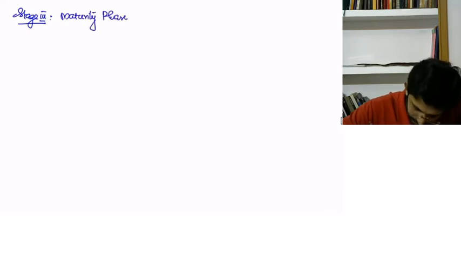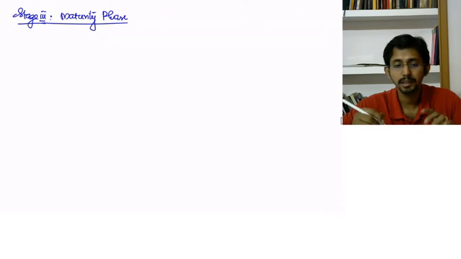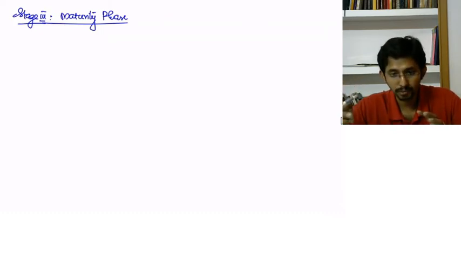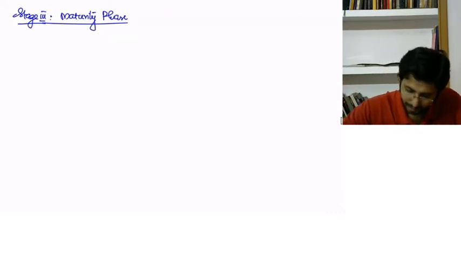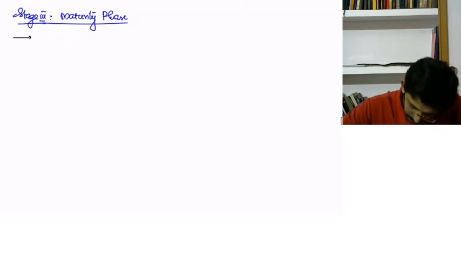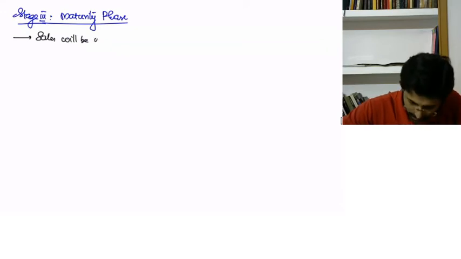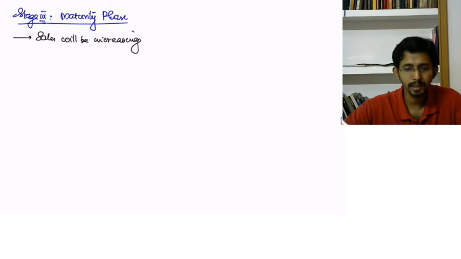Now next, what is the next phase? Stage 3. Stage 3 is nothing but the maturity phase. This is the phase immediately after your growth phase. Now in this phase, your sales will be increasing. Sales will be increasing.